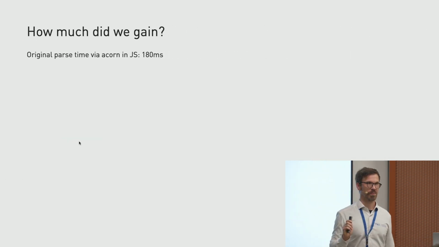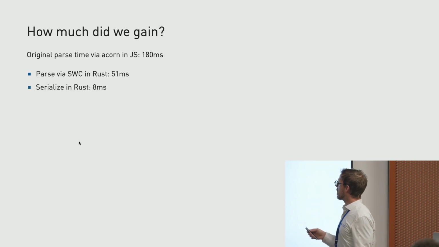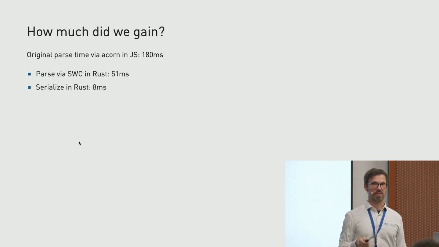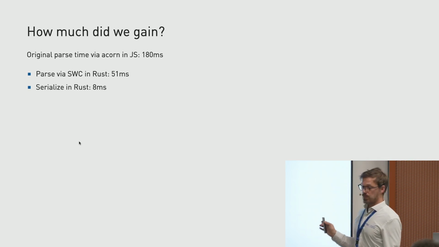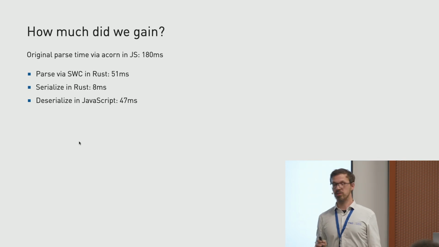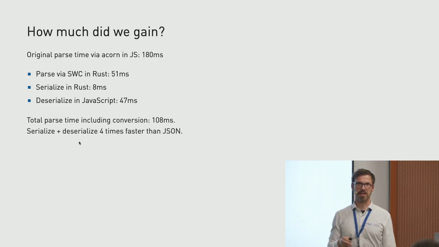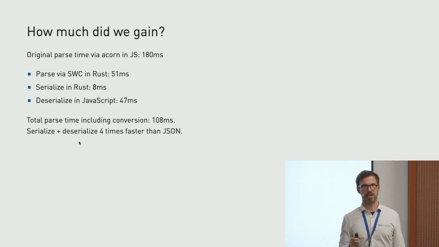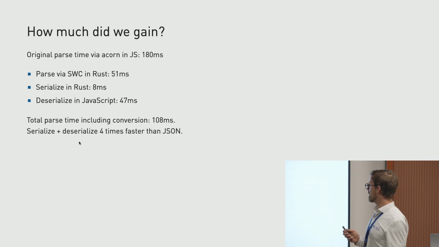So where did we end up? We're starting with 180 milliseconds and 51 milliseconds time. So the serialization was fast, 8 milliseconds. That was good. That felt really good. Deserialize was slower, but we got to 47 milliseconds with this new approach. So in the end, and there's some losses in between, 108 milliseconds, which is good. So we are really faster, more than a third faster than before. That is a good start.